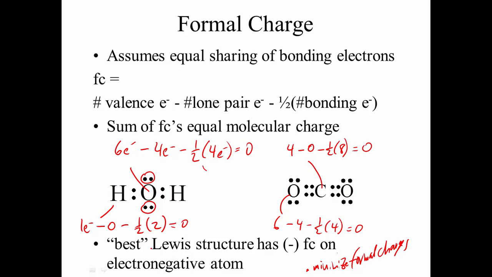Another way to determine the validity of a Lewis structure is to put the formal charge on the right atom. So if we have a negative formal charge, that should be on the most electronegative atom in the molecule. Conversely, the positive formal charge should be on the least electronegative atom. And we'll talk about electronegativity in the second part of this chapter.